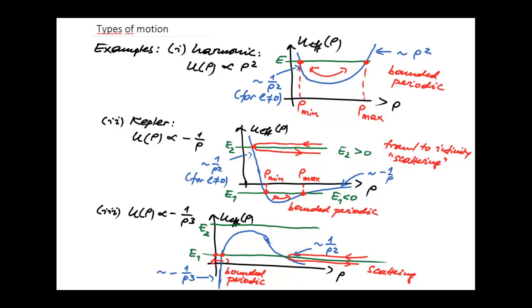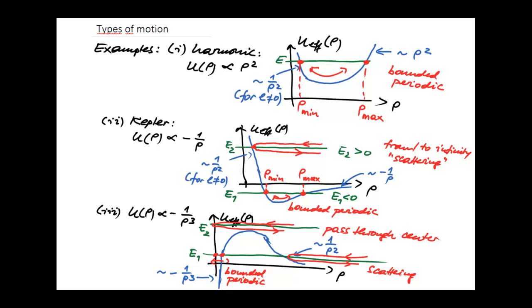And then we have neither bounded periodic motion nor scattering, but we'll see a particle, the body coming from infinity, reaching the center, reaching rho equal to 0, and then going away from the center again. So actually it will pass through the center of the potential.